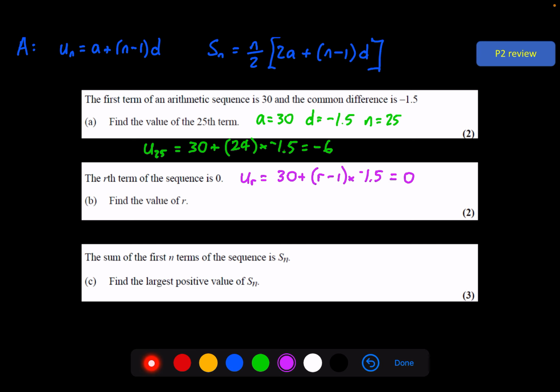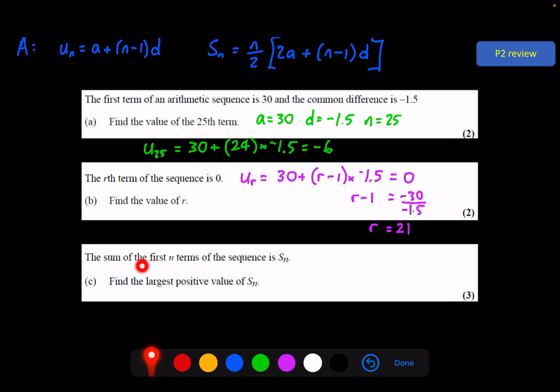We rearrange this and we can find out. If we do that, minus 30 divided by minus 1.5 plus 1, I get the answer 21. Of course, you can check this by putting that answer back into the formula and making sure that the term is 0.